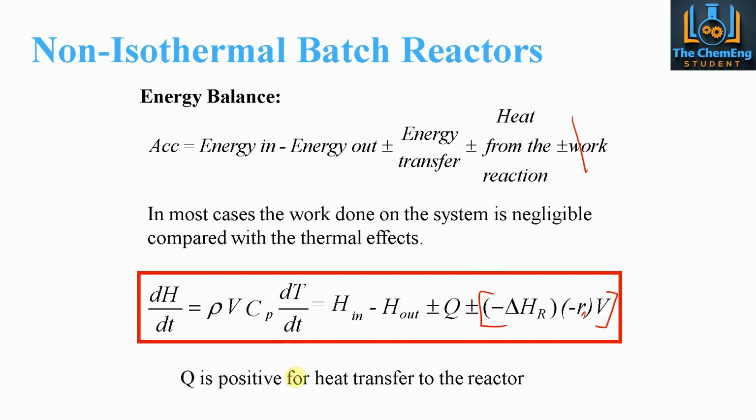Now Q would be positive for heat transfer to the reactor. So if we have a reactor system here, then if we have heat entering the system, then Q is positive. If we have heat leaving the system, Q is negative. Because what we say is that this concerns ourselves with this system. So if we add in extra heat, we of course have to add the value of Q. If we are losing the value of Q, we have to make it a negative.